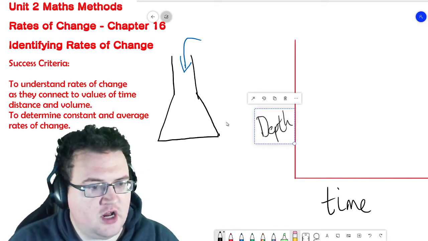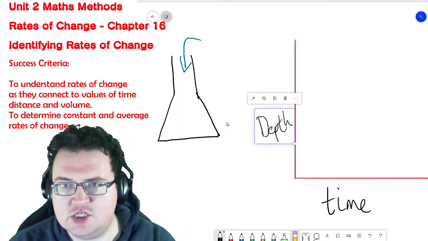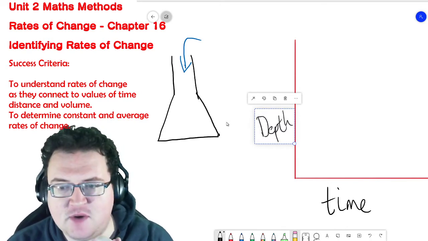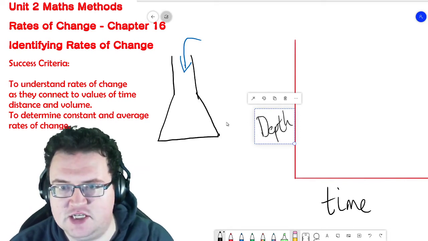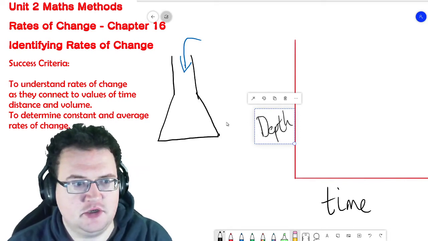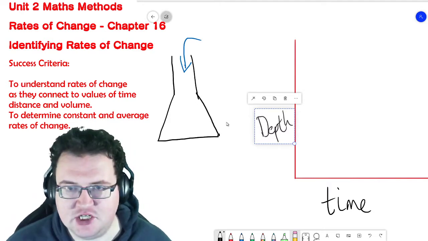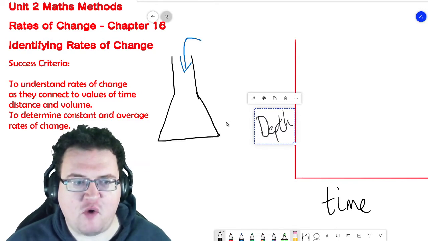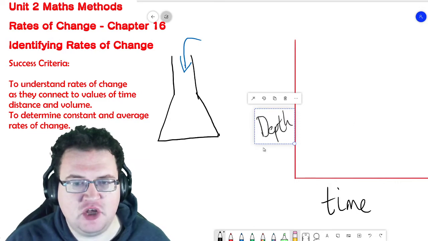Good afternoon and welcome to the next chapter after circular functions, which is rates of change. This is a very, very short chapter which leads straight into chapter 17, which is the beginning of calculus. But first things first, we need to talk about the concept of rates of change. When we talk about rates of change, we're talking about how a graph changes over time. And the way we do that is by looking at certain graphs.